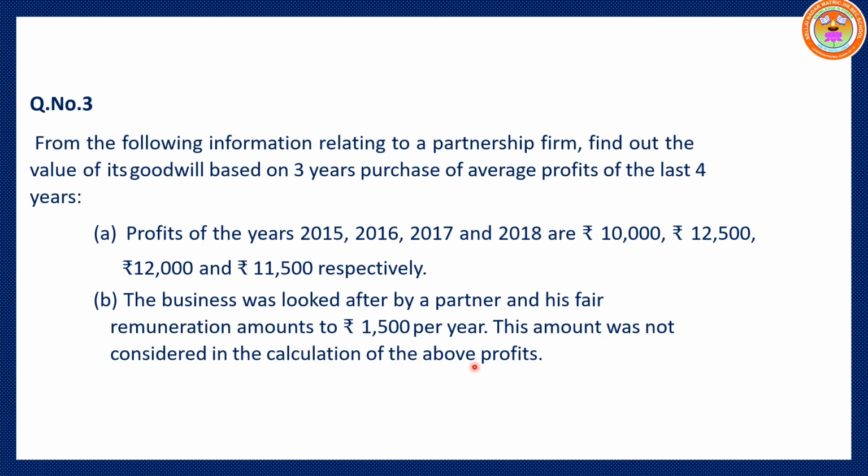So let me see how to calculate goodwill. This adjustment is given. In the previous sum, we calculated goodwill without any adjustment. Now in this question, they have given an adjustment in the name of remuneration, 1,500 per year. So in this situation, how to calculate goodwill?